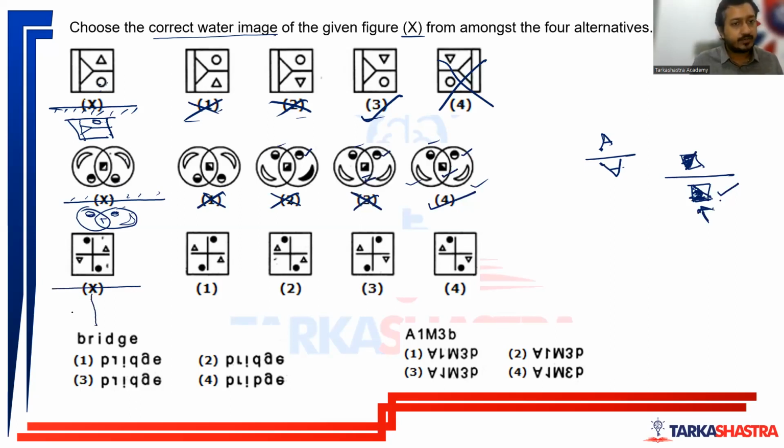Now we have to find out the water image of this. So water image of this will be, now this circle is here. This circle will come over here. Okay. Simple. So it is over here. It is not here. So eliminated. It is over here. Again, not here. So eliminated.